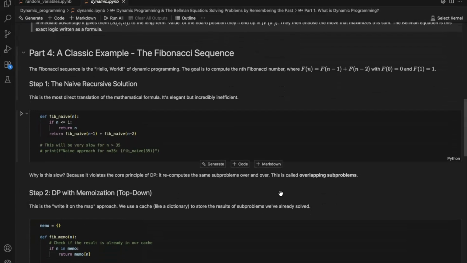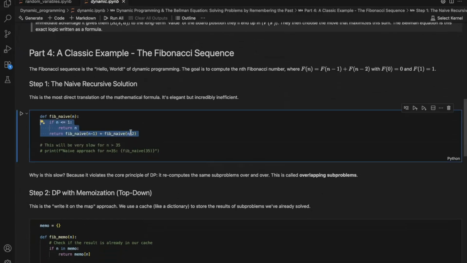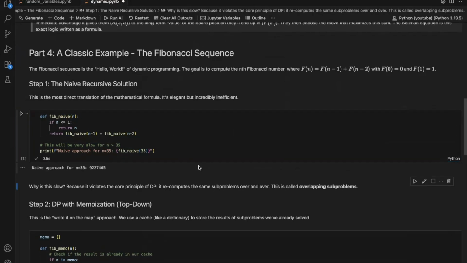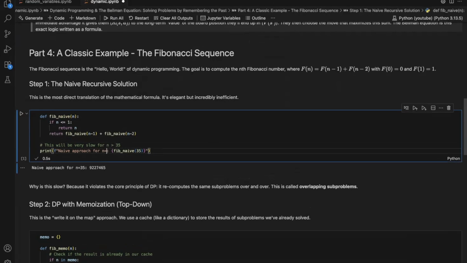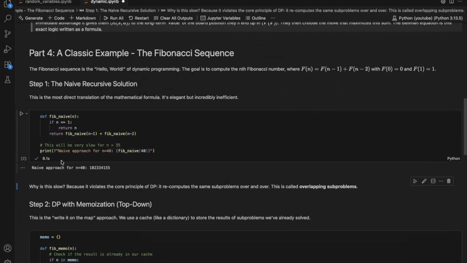There is no better way to understand dynamic programming than with the hello world of dynamic programming, the Fibonacci series, where each number is the sum of the two preceding ones. The most obvious way to code it is with a simple recursive function, which you can see here. This code is elegant and correct, but it is disastrously slow for even moderately large numbers. Like for example, let's see for 35 here. Using the naive approach for 35, we got the answer in somewhere around 0.5 seconds, right? Now if we plug in 40, let's see how much time it will take. It took approximately 6.1 seconds to compute the value when n is equal to 40. This shows how slow it is even for small large numbers.